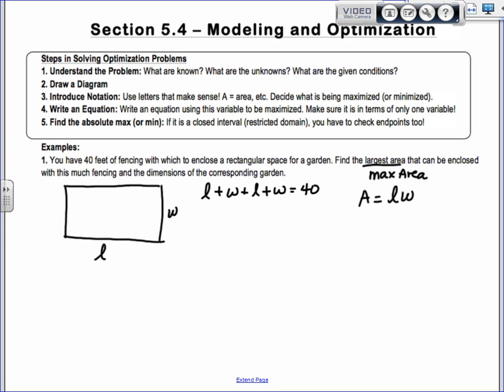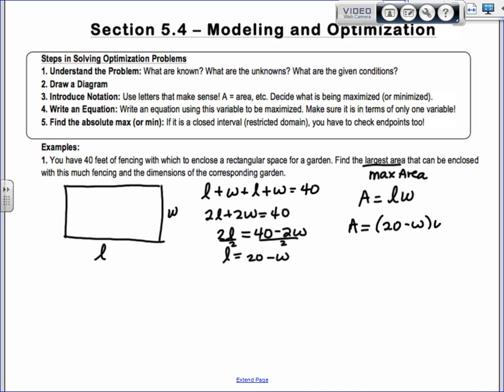So right now we have it in two variables. We have length and width. We only want one variable. So we go back to that other equation and we say, oh, well, 2L plus 2W equals 40. So if I wanted to solve for L, I would have 40 minus 2W equals 2L. So I would divide by 2 on both sides and get 20 minus W. So we get A equals L, which is 20 minus W, times W. Now we have an equation that only has one variable.